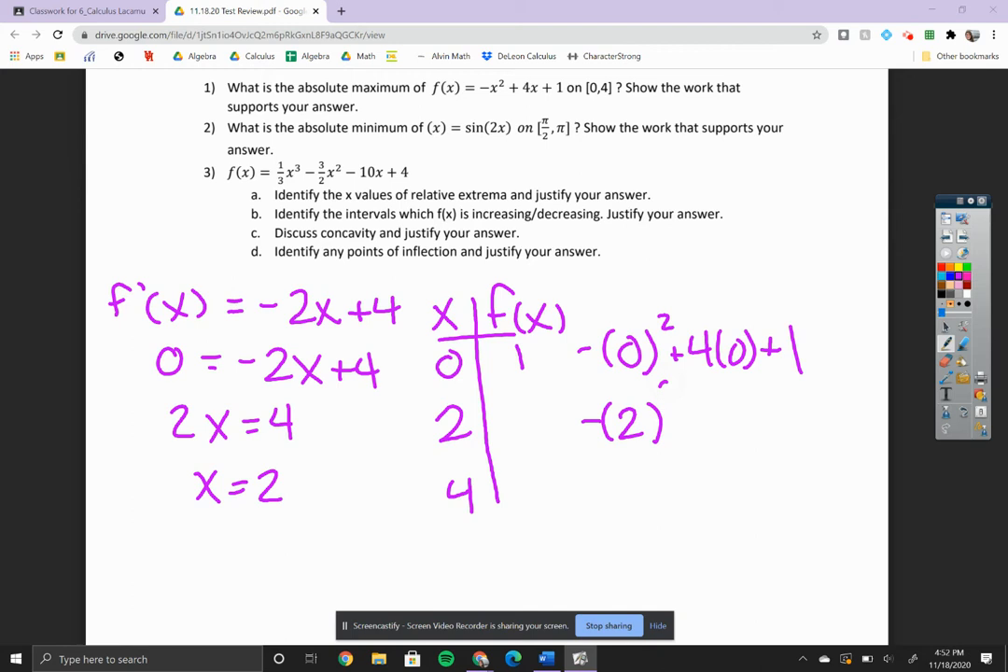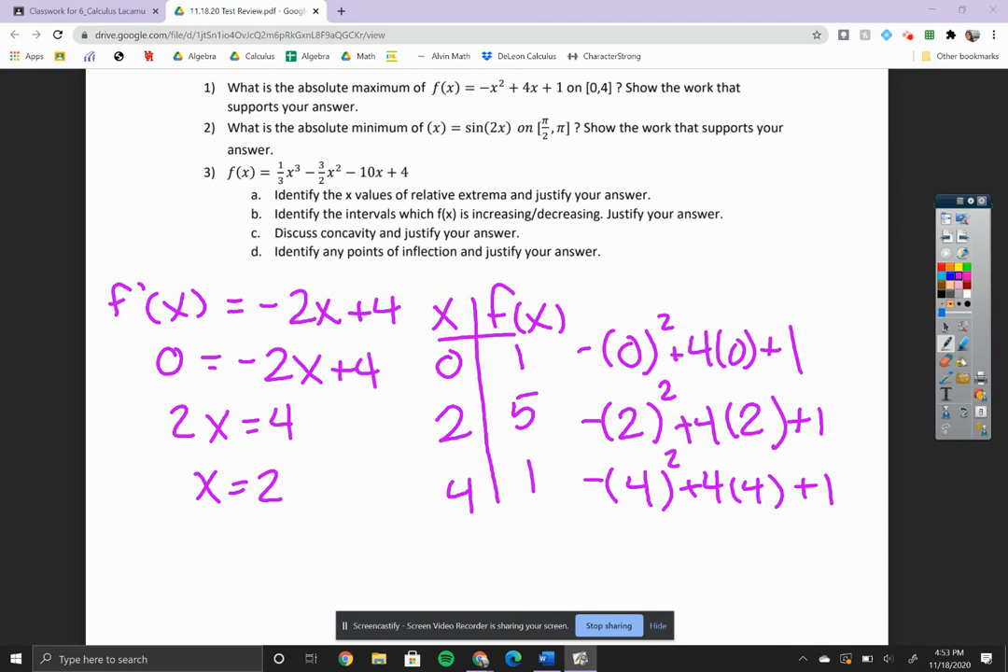When I plug in 2, negative 2 squared plus 4 times 2 plus 1. So 2 squared is going to equal 4. So we'd have negative 4 plus 8 would be positive 4 plus 1 would be 5. The last one, I'm going to plug in a 4. So I have negative 4 squared plus 4 times 4 plus 1. Negative 4 squared would be negative 16. Plus 16 is 0. Plus 1 would be 1.